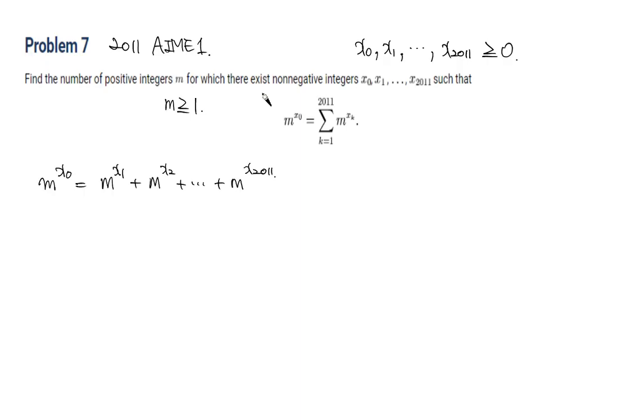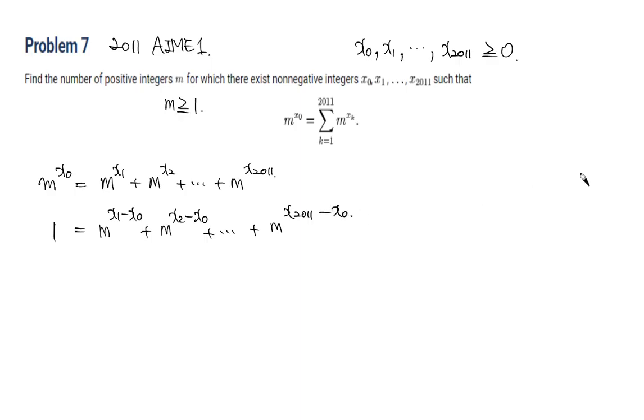But if I divide this by m to the power of x naught, because none of them is going to be 0, I can divide it out by m to the power of x naught. So we finally have m to the power of x1 minus x naught, and m to the power of x2 minus x naught, and so on, plus m to the power of x 2011 minus x naught.